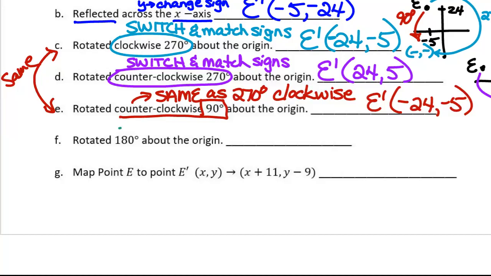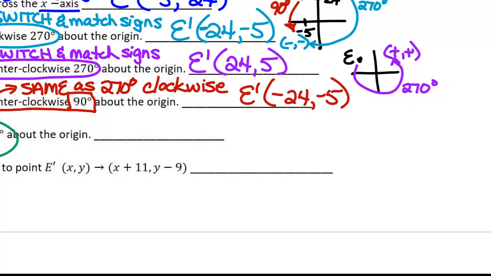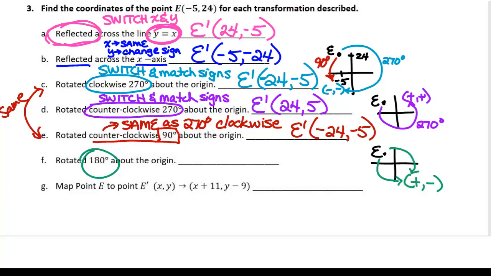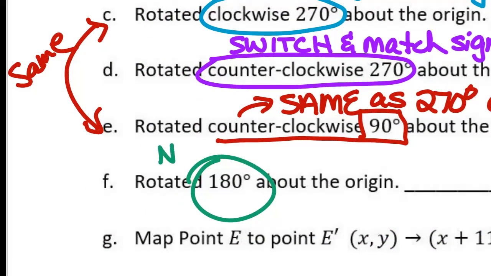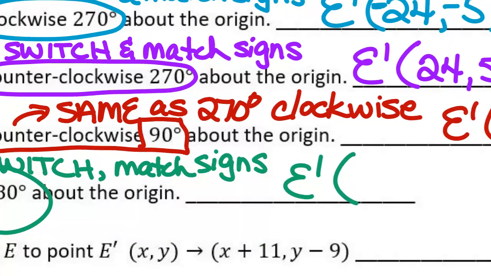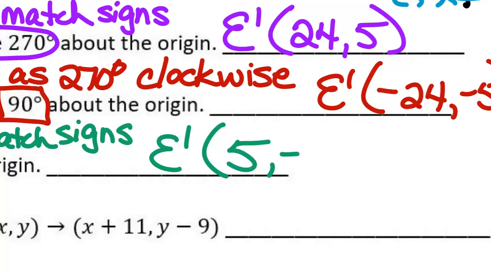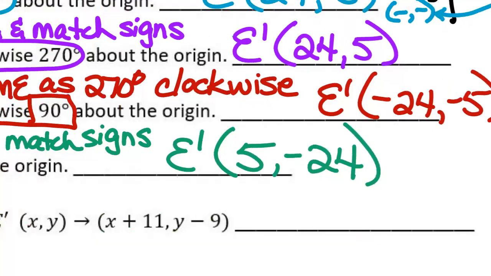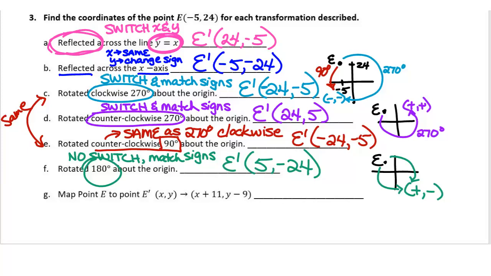What about 180 about the origin? Yeah, here's E. We're going to go into our positive, negative quadrant. Doesn't matter which way I go. Do I switch the order? No switch. Match signs. So E prime would be what? 5, negative 24.